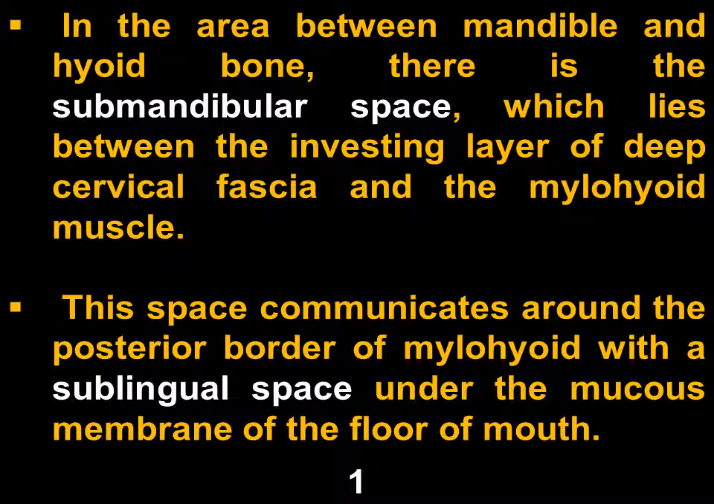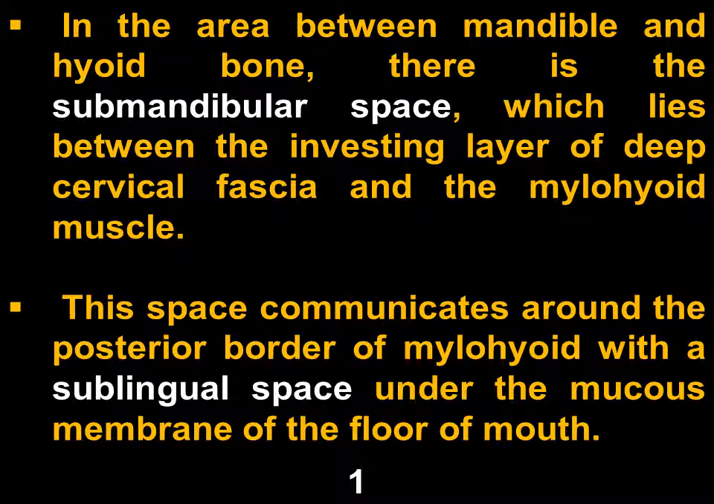عندنا بقى من tissue spaces. There is a space between the mandible and hyoid bone. هذا مو مهم الحقيقة، يسموه submandibular space which lie between the investing layer، يعني superficial to it investing layer of deep cervical fascia، و deep to that space is the mylohyoid muscle.